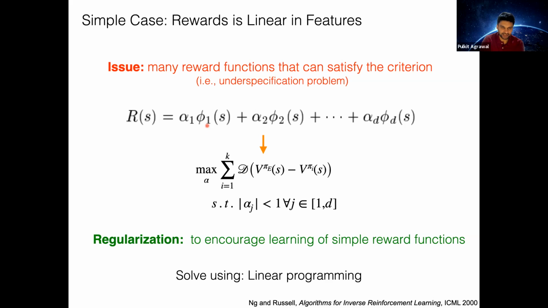And just for clarity, this index 1 to D means there are D different features. For example, in the mountain car, the features could be the position and the velocity. So in that case, D is going to be 2, for instance.